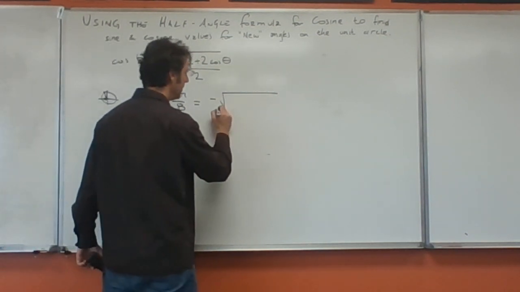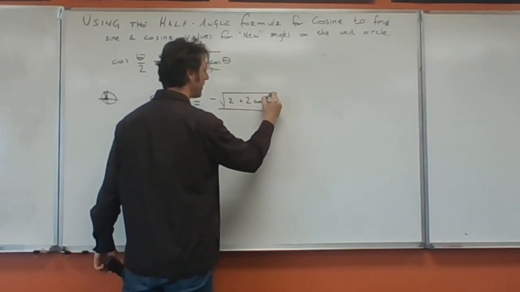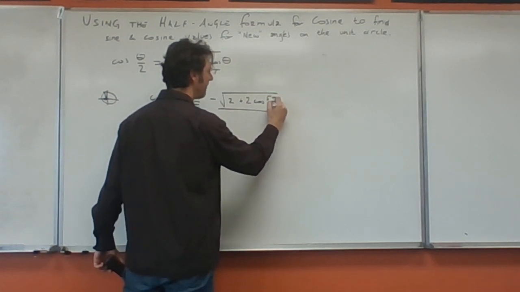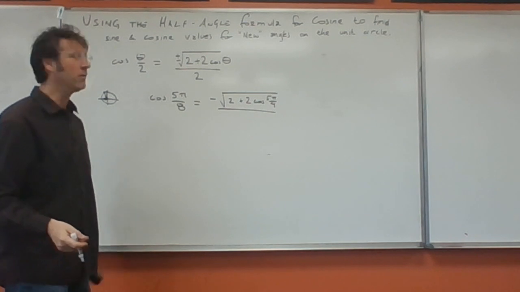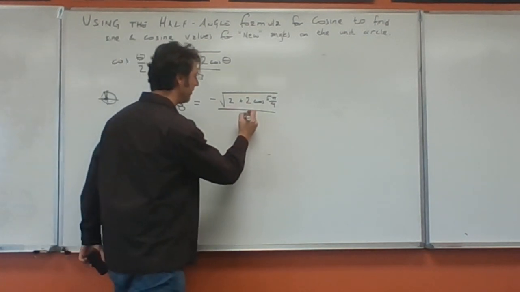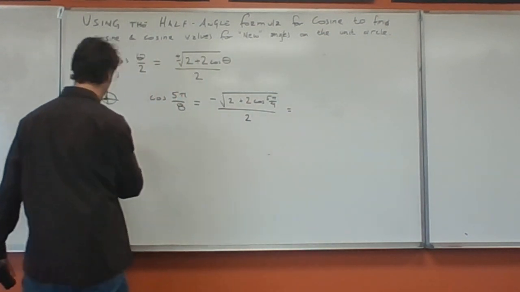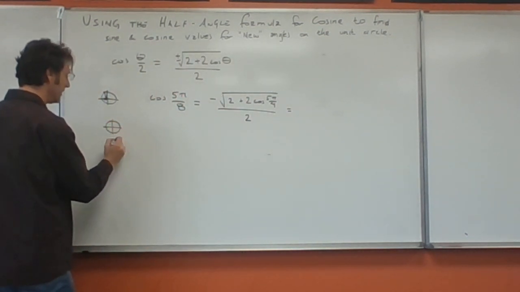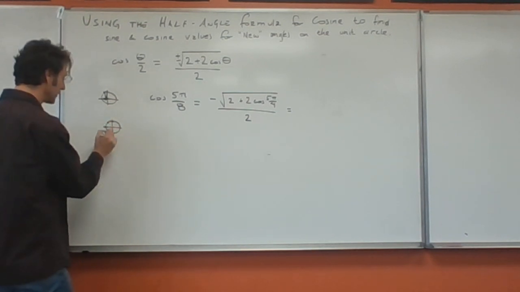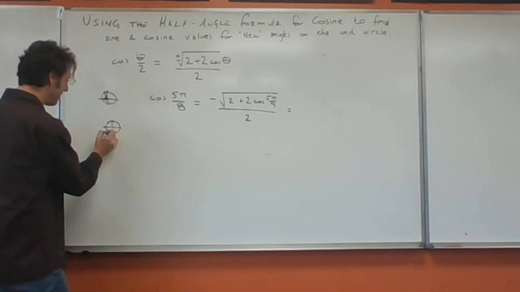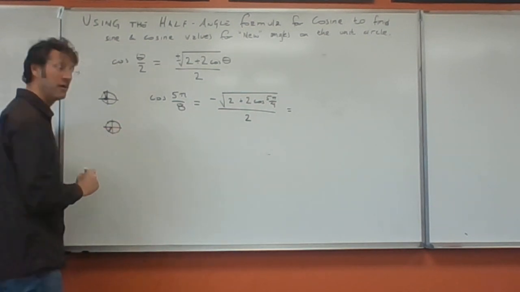So we've got that. Now we have 2 plus 2 times the cosine of 5 pi over 4. If half the angle is 5 pi over 8, the whole angle is 5 pi over 4. And all this is over 2. Now we know the cosine of 5 pi over 4, because, let's consider the unit circle. There's 4 pi over 4, there's 2 pi over 4, that's 3 pi over 4, and 5 pi over 4 is down here. 5 pi over 4 is a third quadrant angle, where cosines are negative.